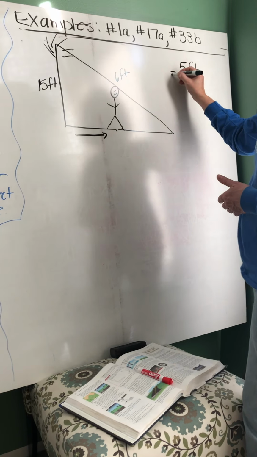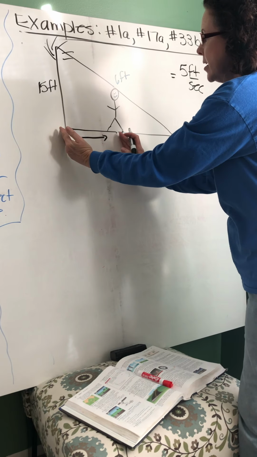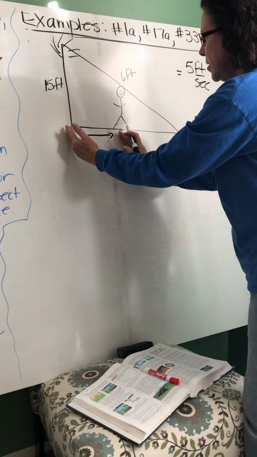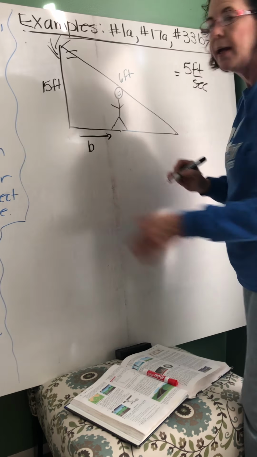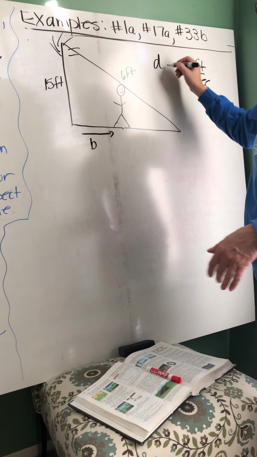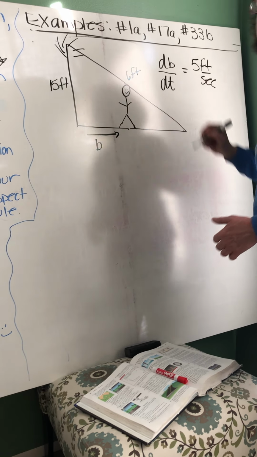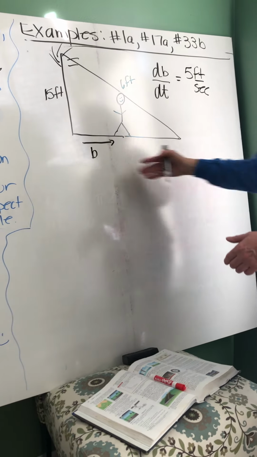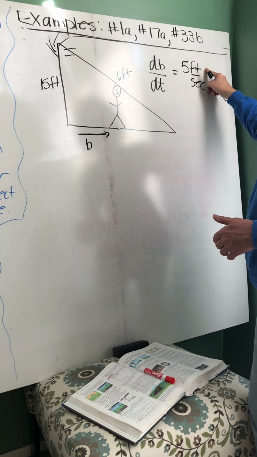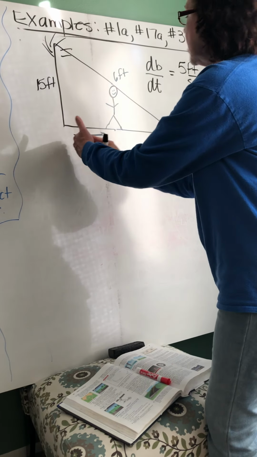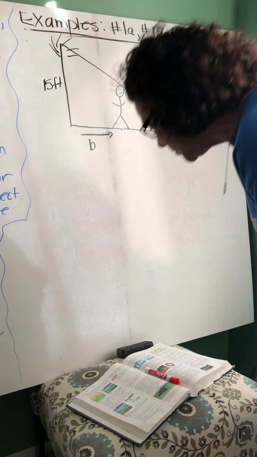Okay, they gave me this rate. I need to name it something, right? Here is the rate that this piece of information in the picture is changing. Since it's at the bottom, there's a lot of things I could call it. I'll call it B for base. So that means that this length is changing at a rate of dB/dt, 5 feet per second. Because he's walking away and B is getting bigger, I'm going to keep this positive. If he was walking towards the light, I would make this negative because the actual length is getting smaller.